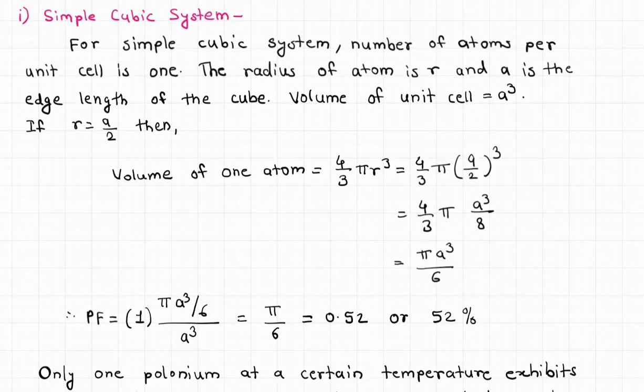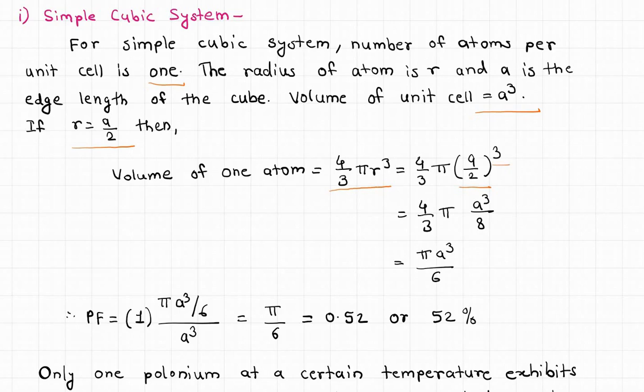First is simple cubic system. For simple cubic system, number of atoms per unit cell is 1. The radius of atom is r and a is the edge length of the cube. Volume of the unit cell is equal to a cube. If atomic radius r is equal to a by 2, then volume of one atom is equal to 4 by 3 pi r cube. Here r is equal to a by 2, therefore 4 by 3 pi in bracket a by 2 whole bracket cube.